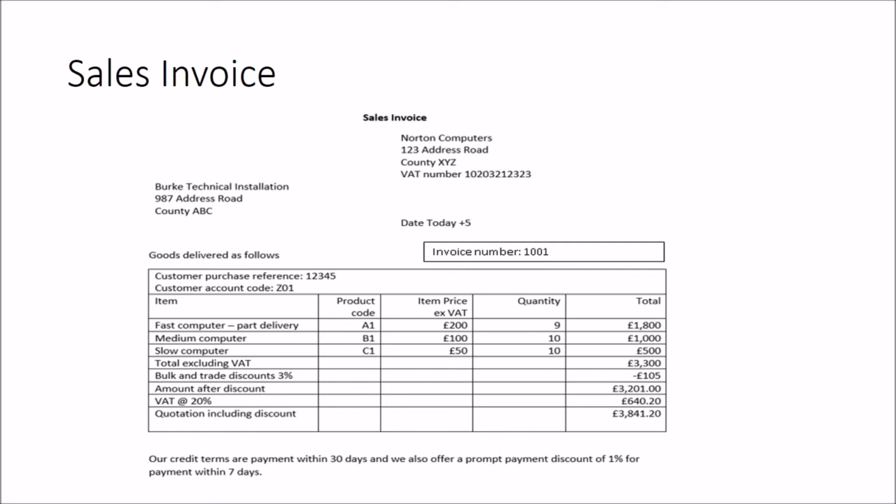Bulk and trade discounts come before the total amount payable and then the VAT calculation. So you see here, we've got the amount excluding VAT in here. We've then taken off our bulk and trade discounts, and then we have the amount after discount before we work out the VAT figure. The prompt payment discount, if taken advantage of, will be determined later.